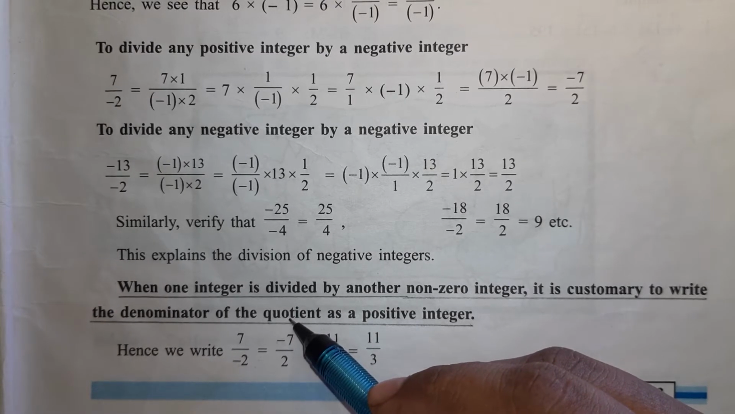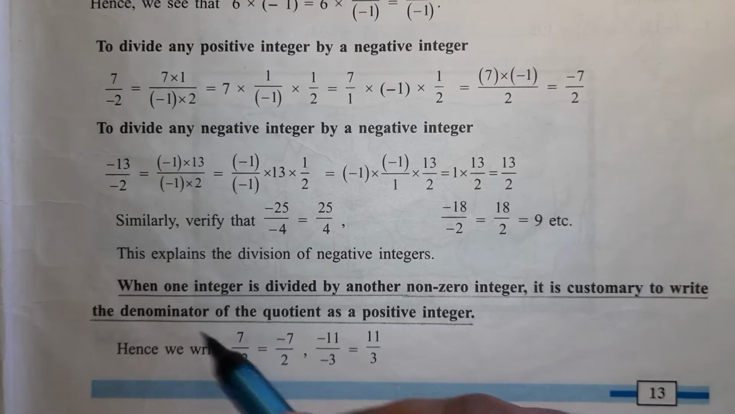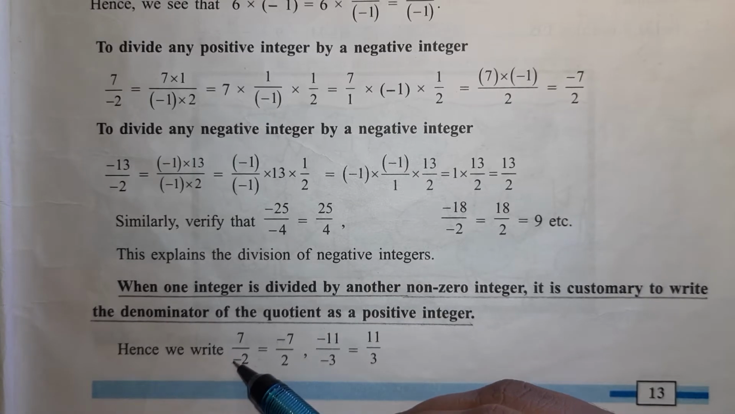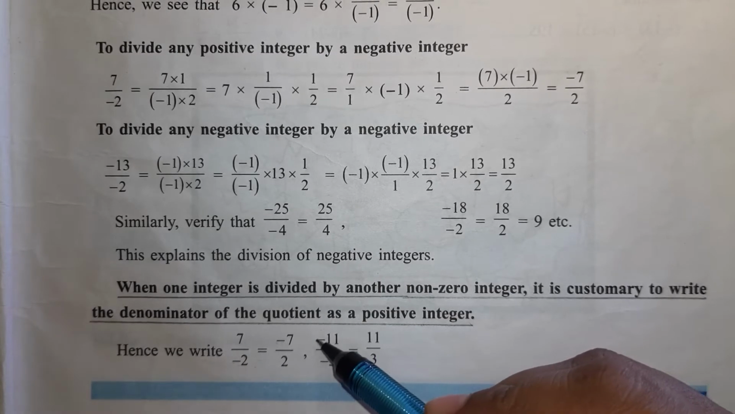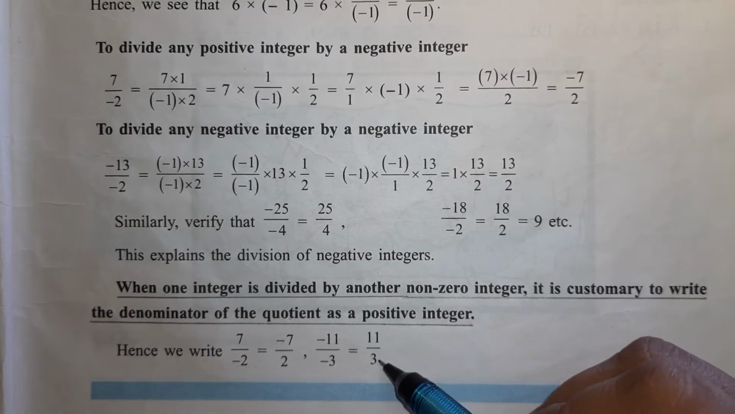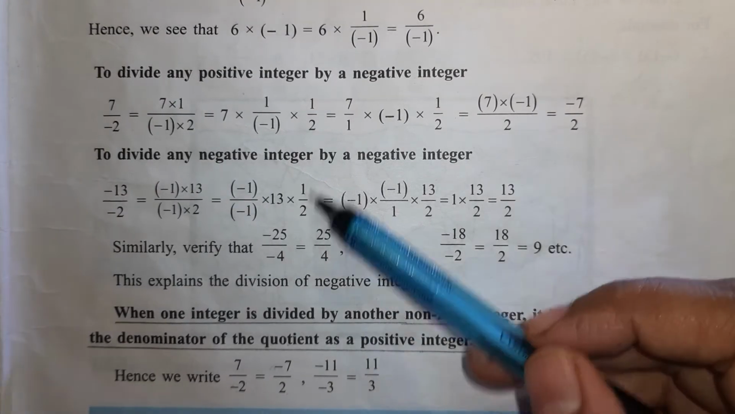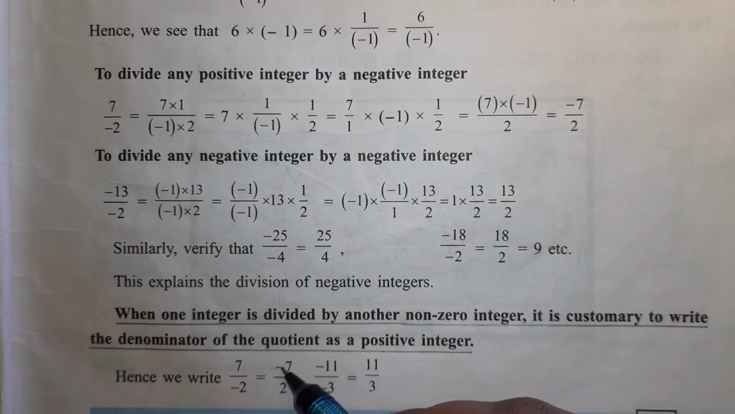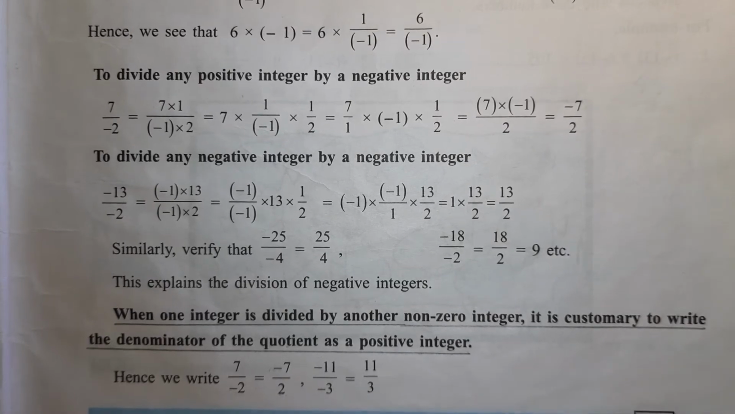Quotient means what? Answer of division. So the denominator of the quotient we should keep as positive. If it is negative, then write that negative sign in the numerator. See here, negative 11 upon negative 3, minus minus gets cancelled, answer is 11 upon 3. So why can this be done? This reason they have explained here. We have to just keep in mind that if the denominator has a minus sign, then we should write that minus sign in the numerator.